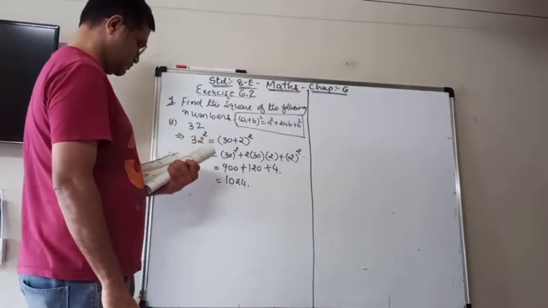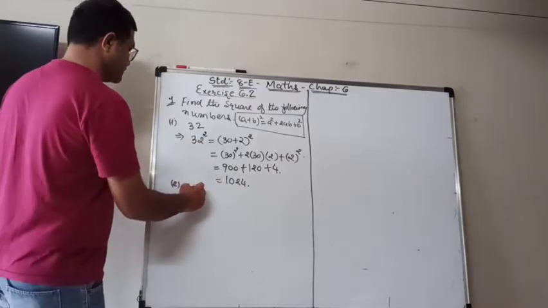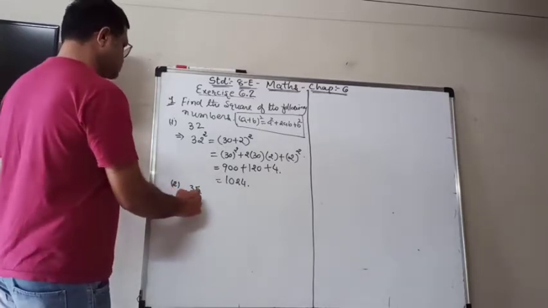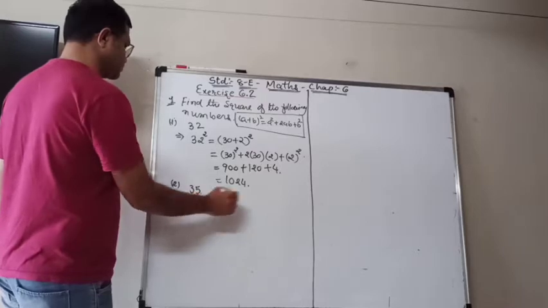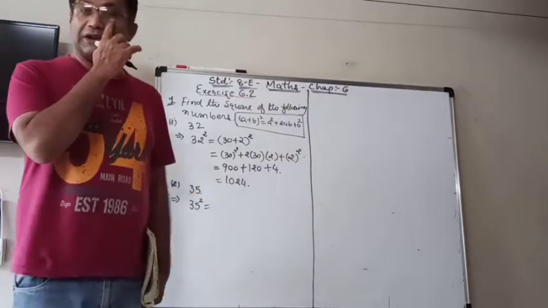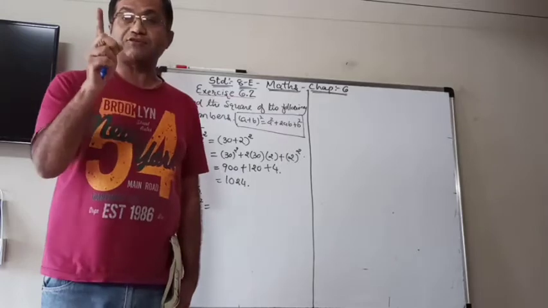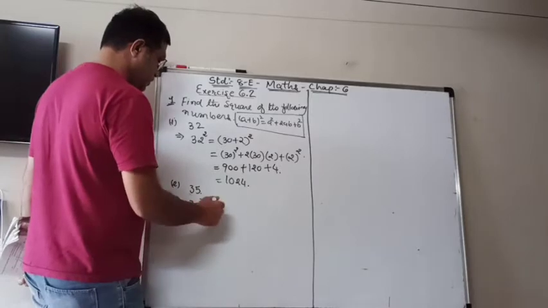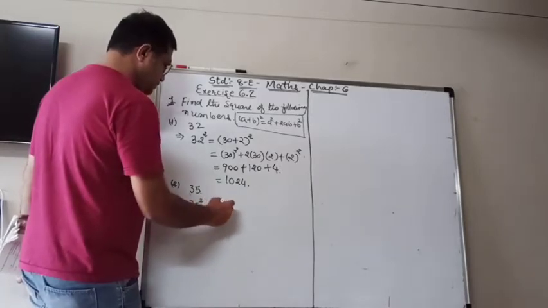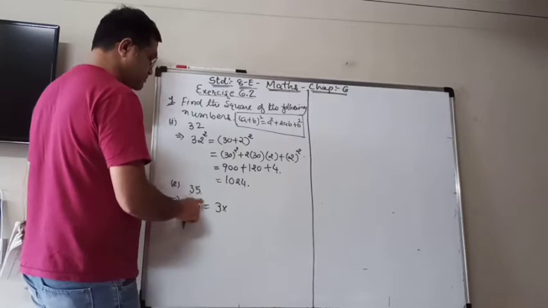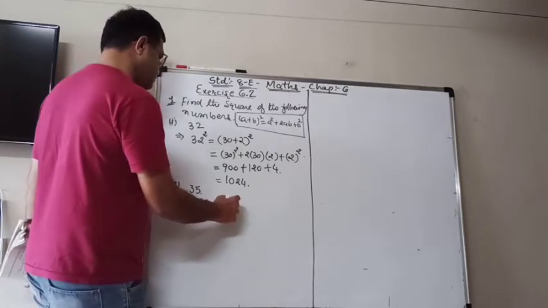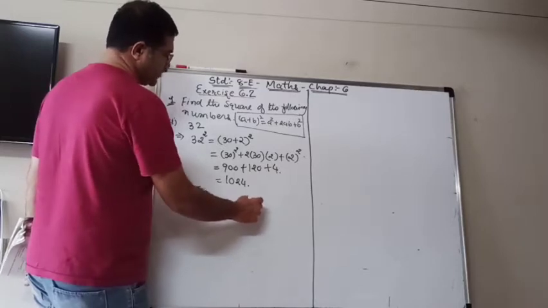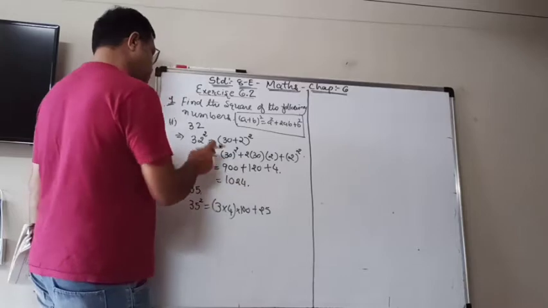Second number is 35. Now 35 square. We learned another pattern also in the last session, when there is a 5 at the unit digit. If you take out 5, then there is 3. After 3 there is 4. So 3 times 4, multiply by 100, plus 25.